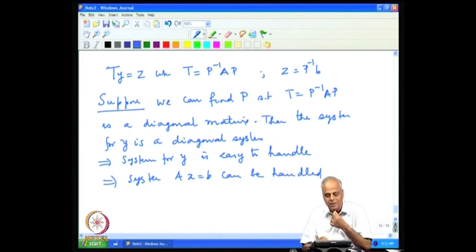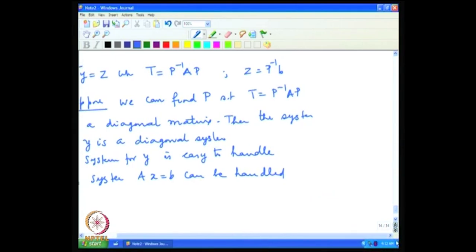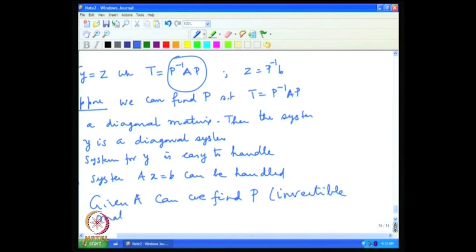Therefore, the fundamental question that we have made is, if this passage of change of variables works, then any system of n equations in n unknowns can be converted to a diagonal system. Therefore, the fundamental question is, does this sort of change of variable work? Given a matrix A, can we make the matrix into a diagonal matrix by a transformation of the form P inverse A P? So, given A, can we find P, an invertible matrix, such that P inverse A P is a diagonal matrix?